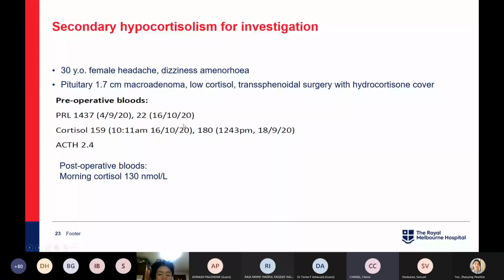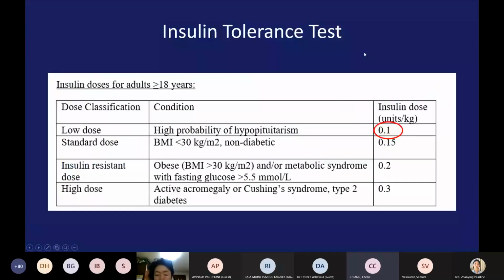So the clinician is asking, shortly after a transsphenoidal surgery of this large adenoma resection, whether the patient still needs hydrocortisone. And the patient went to have the insulin tolerance test. Given there's a high probability of hypopituitarism, the patient was given 0.1 unit per kilogram of insulin as the hypoglycemic dose. And this is the general procedure.